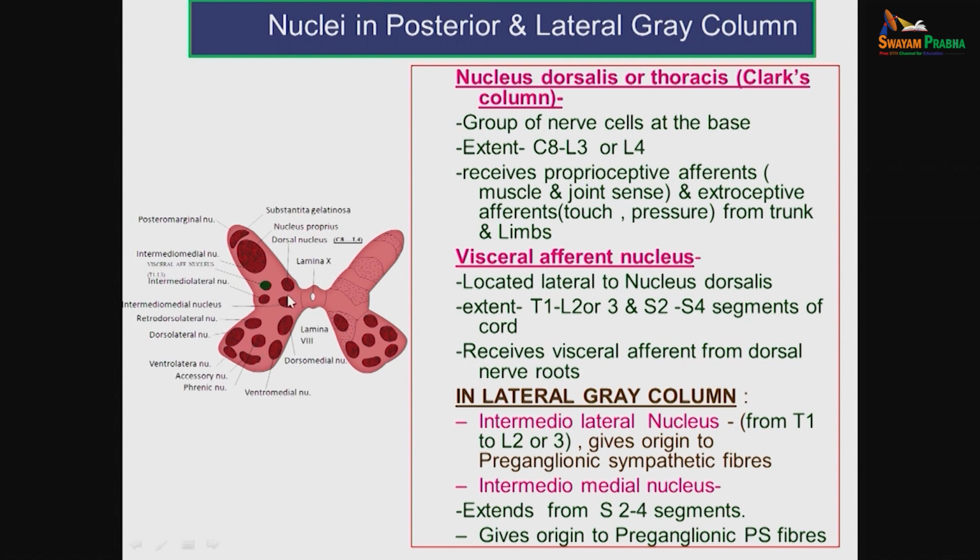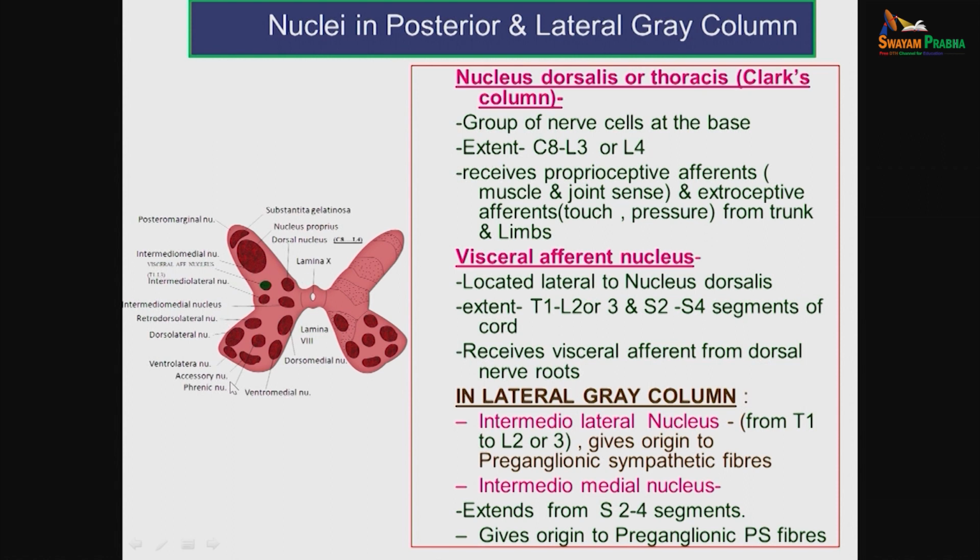S2 to S4 segments of the cord. It is going to give origin to preganglionic parasympathetic fibers. As you all know, parasympathetic outflow is craniosacral outflow. The sacral outflow is going to start from the intermediomedial nucleus. So, in which segments of the cord is this intermediomedial nucleus present? It extends from S2 to S4 segments of the cord.